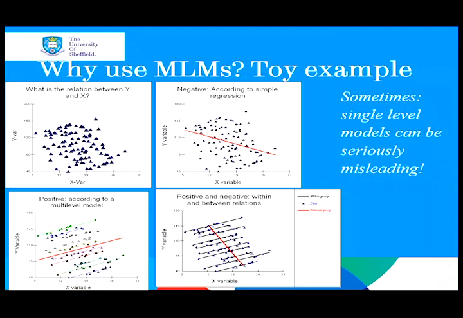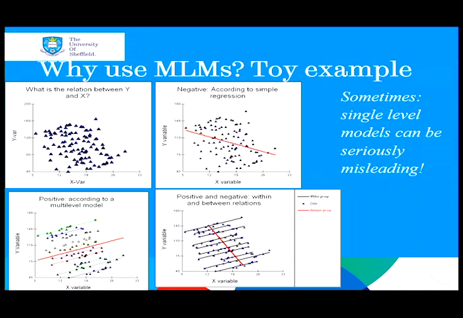Not only that, but we can actually find the incorrect answer if we don't do this. So here is some made-up data. We want to know what the relationship between x and y is. If we run a single-level regression model, we find that there's a negative relationship between these two. If we run a multi-level model, we find that there's actually a positive relationship between these two. We find literally the opposite answer.